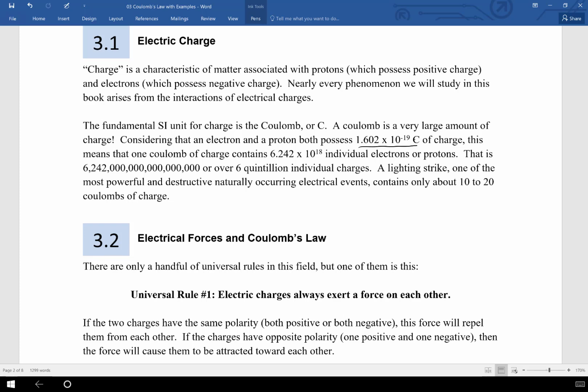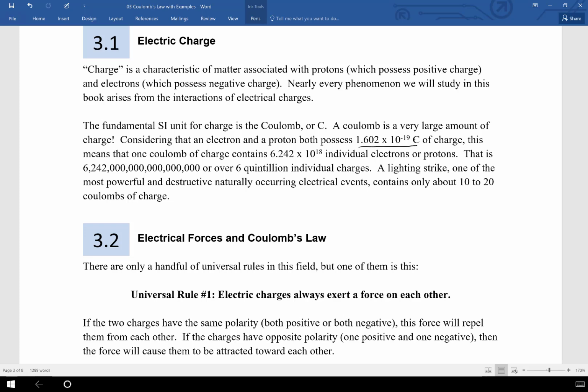A lightning strike, one of the most powerful examples of electromagnetics that we can see in nature, really only contains about 10 to 20 coulombs of charge. So think about the destructive power of lightning and realize that might have only been 10 coulombs of charge. Really puts things into perspective when you think about that.